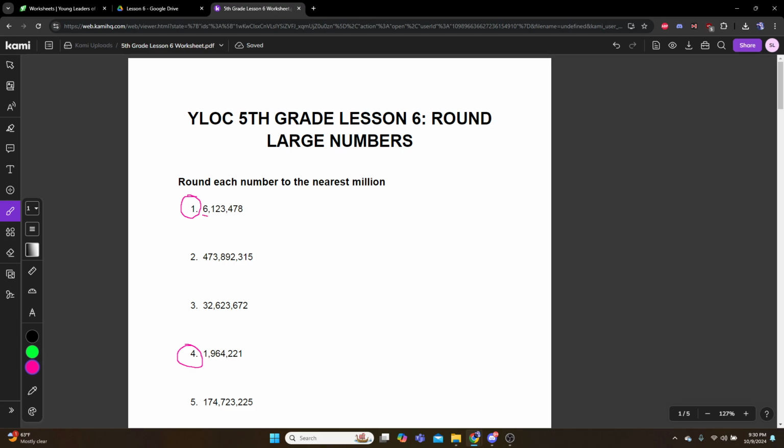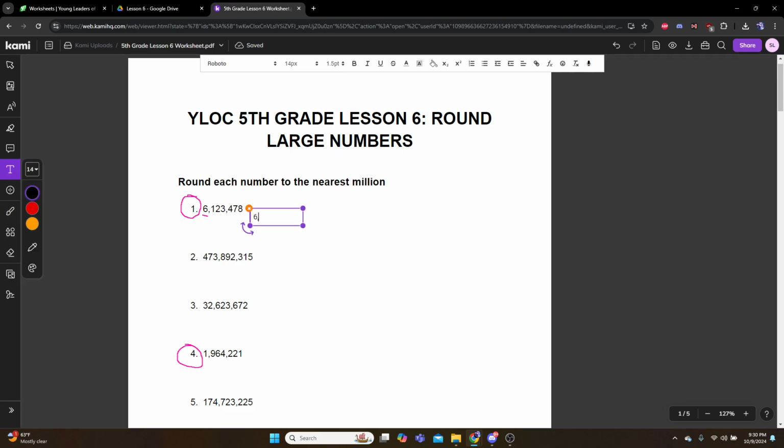So this is the ones, tens, hundreds, thousands, 10,000s, 100,000s, and then this is the millions. So we're only looking at the 6 here, and then the number after it. And since it's 4 or less than 4, this would just round to 6 million.